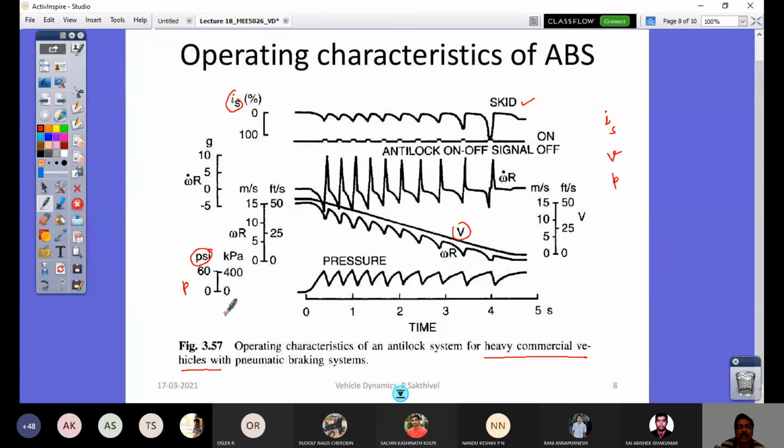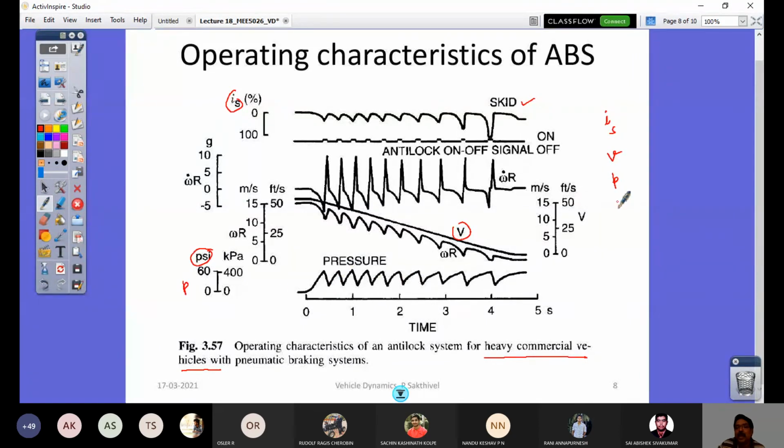Brake pressure varies from 0 to 60 psi, or 0 to 400 kPa, that is the brake pressure value of my wheel cylinder. But it is not 0. You can see the maximum is 60 psi, so there will be a smaller value of some 15 to 20 psi. So there is a fluctuation of this brake pressure. What do you mean by that? If the pressure falls down, that means it's acceleration. If the pressure picks up, that means it is deceleration. That is happening simultaneously.